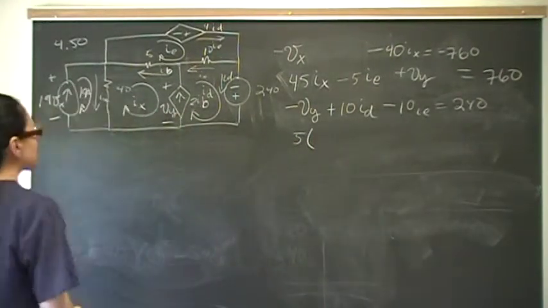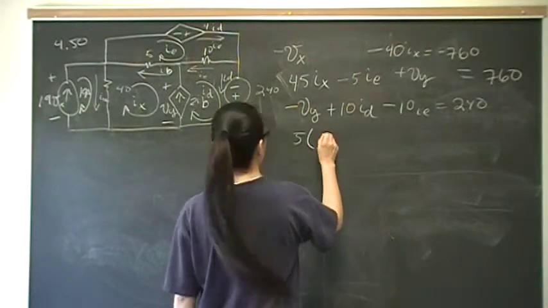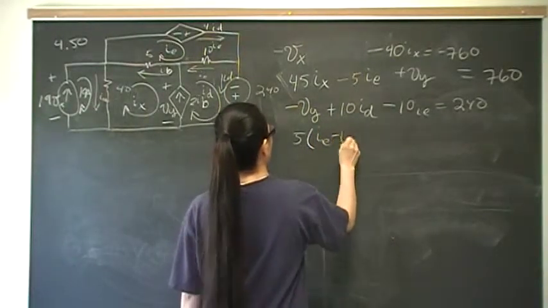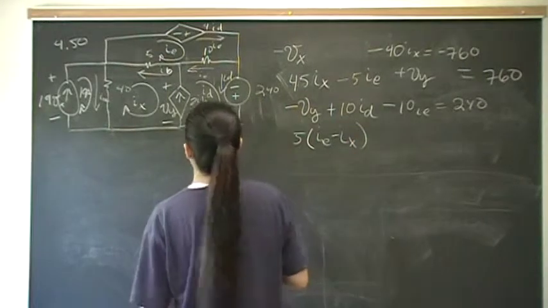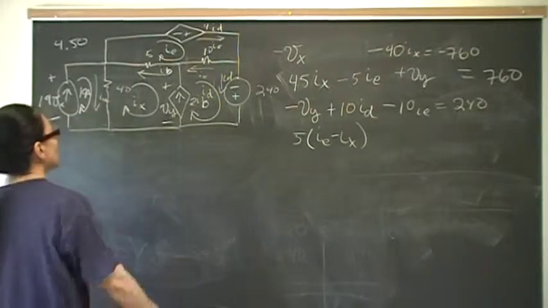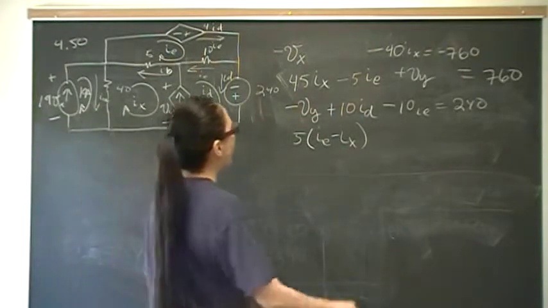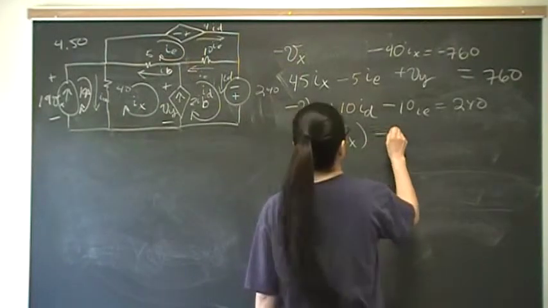Voltage is resistance times current. So the resistance is 5. The current is IE minus IX. And the next voltage drop is that current controlled dependent voltage source. So it has value of 4ID.